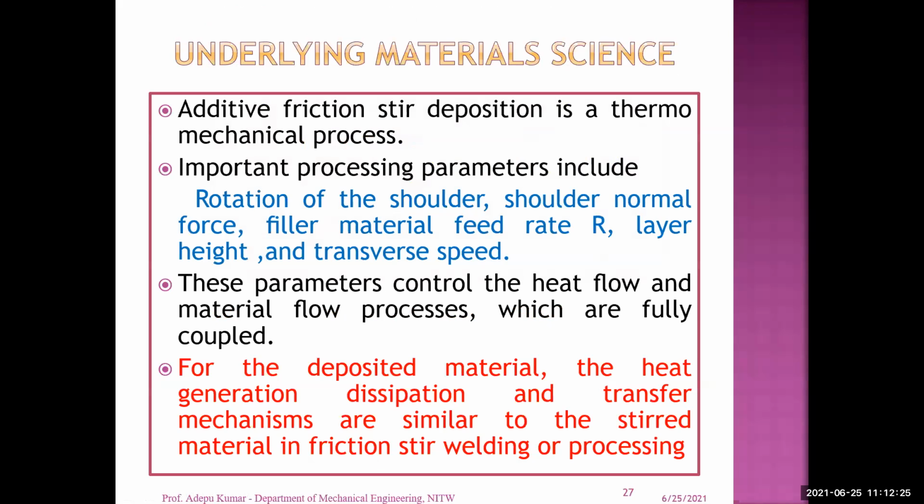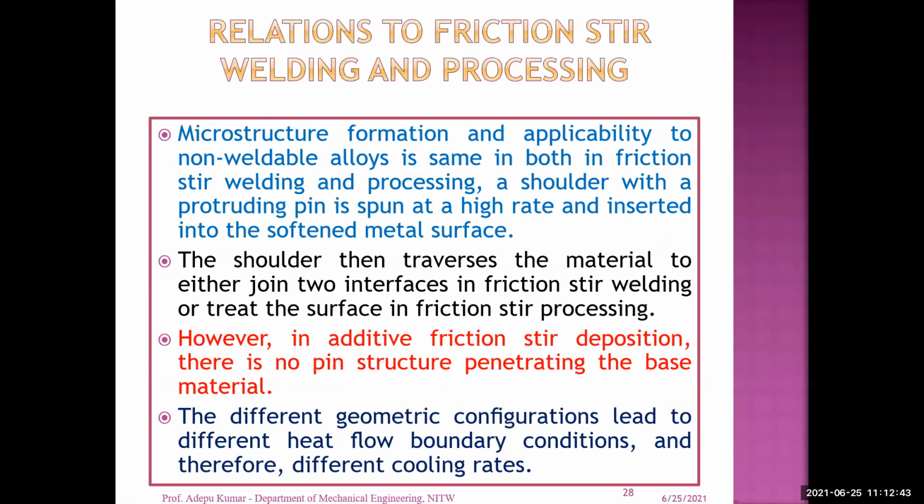So underlying material science, additive friction deposition is a thermomechanical process. Important process parameters include rotation of the shoulder, shoulder normal force, filler material, feed rate, layer height, and transfer speed, etc. The microstructure formation and applicability to non-weldable alloys is the same in both friction stir welding and processing.